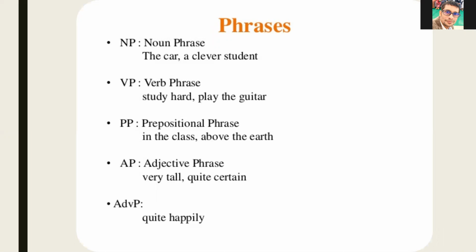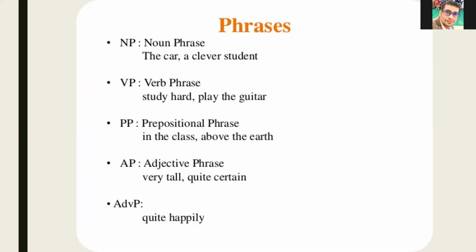When you talk about a noun phrase, you can check the car, a clever student. A verb phrase means at least you will have to have a verb, like study hard, play the guitar. A prepositional phrase, of course, will have to have a preposition, like in the class, above the earth. An adjective phrase, at least you will have to have an adjective, like very tall, quite certain. An adverbial phrase, quite happily, at least you will have to have an adverb. So these are the ways you can make phrases.